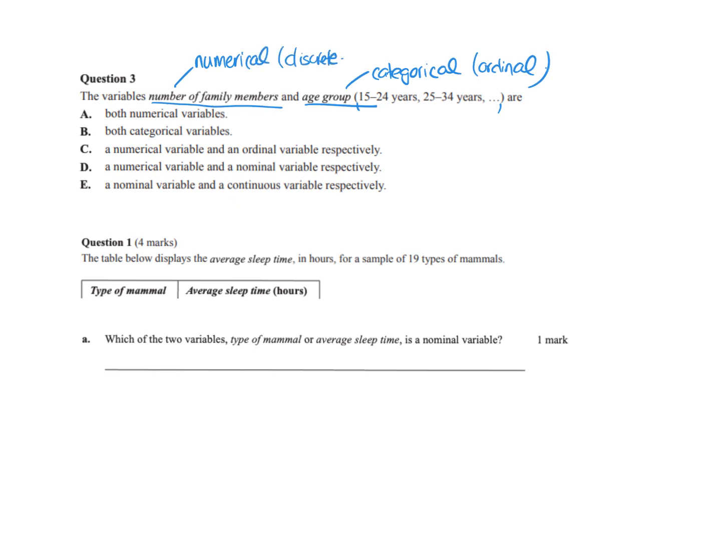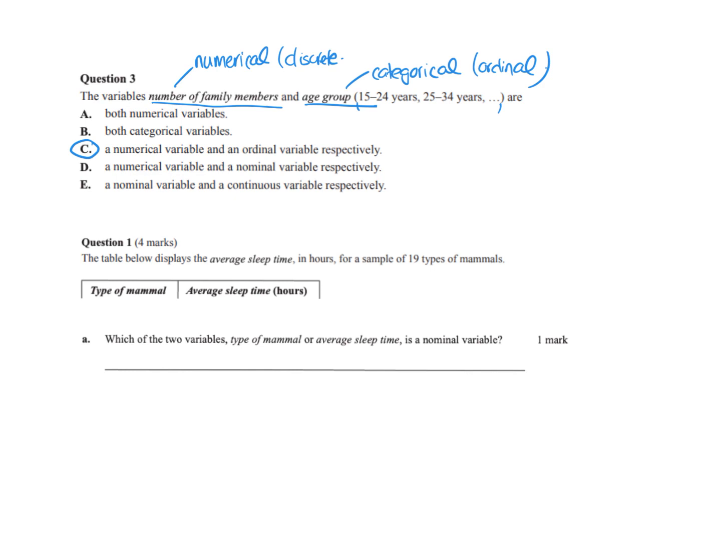So when you see that word respectively, that just means whichever one they listed first, they're putting first in the answer. So I want to see numerical first and then followed by, we've said it was ordinal. So let's go with C. Are you happy with that?